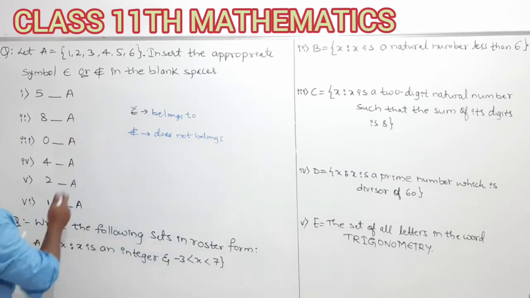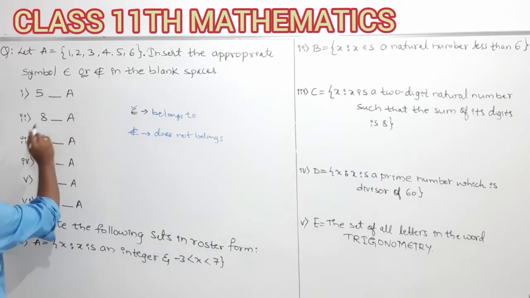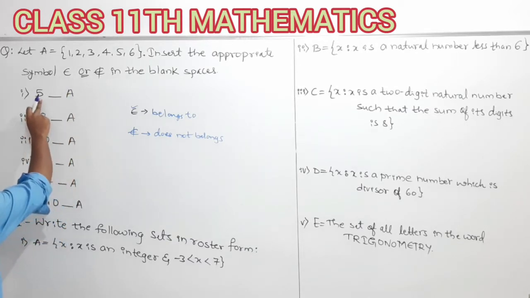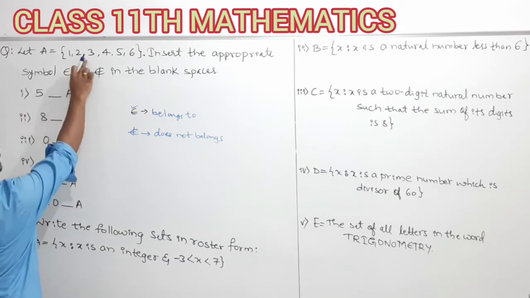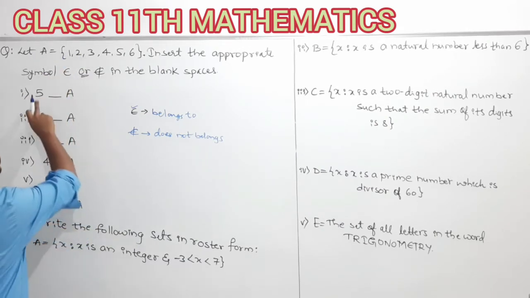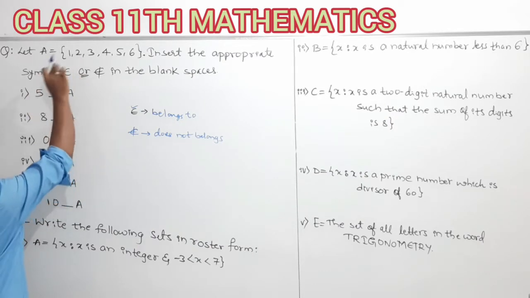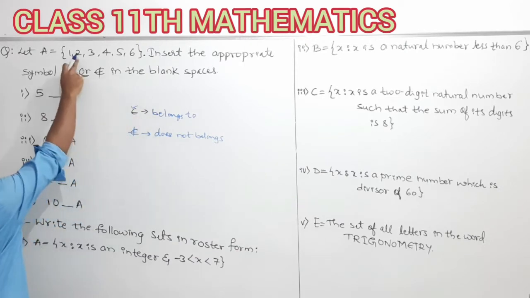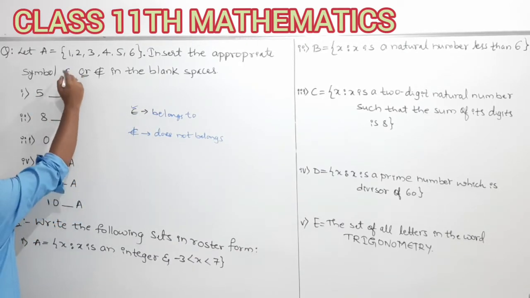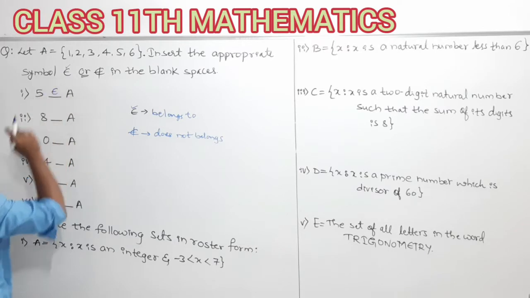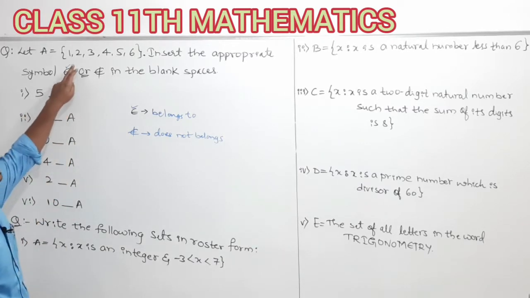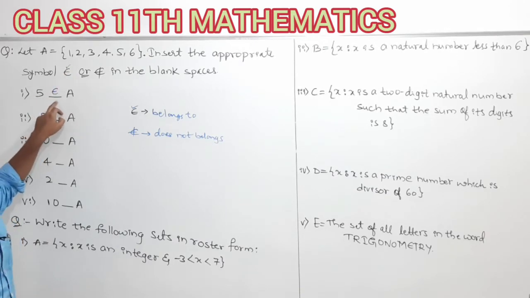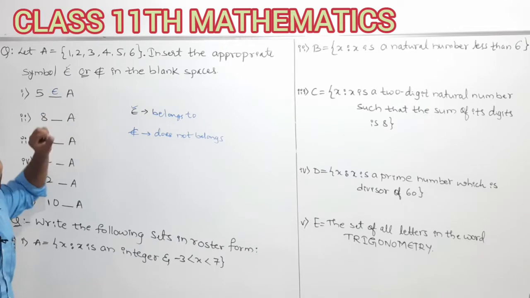Now what they asked, my dear students: they gave you elements, and they gave you space. Here we should write the appropriate symbol. So 5, now check whether 5 is contained in the set A. Yes, 5 is contained in the set A. It means 5 is there in the set A. So therefore 5 belongs to set A. So the appropriate symbol is this one. We should use this symbol, which we call epsilon.